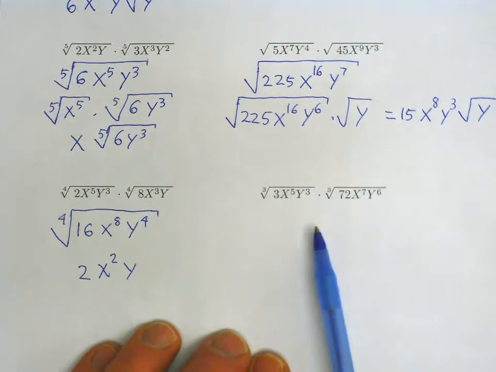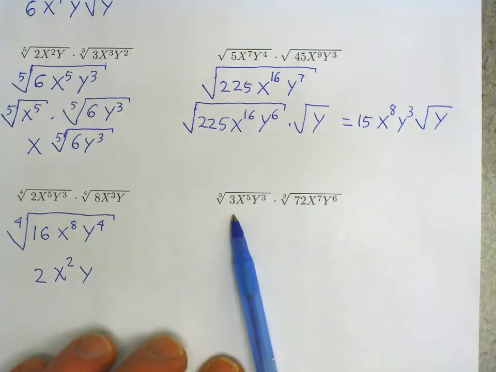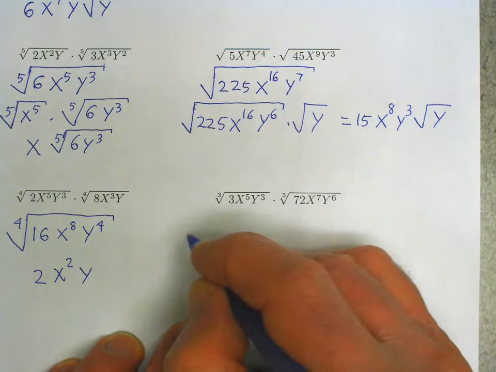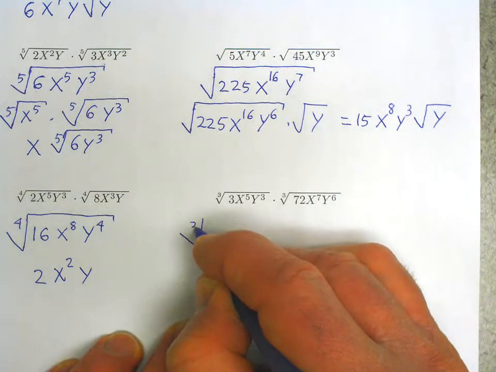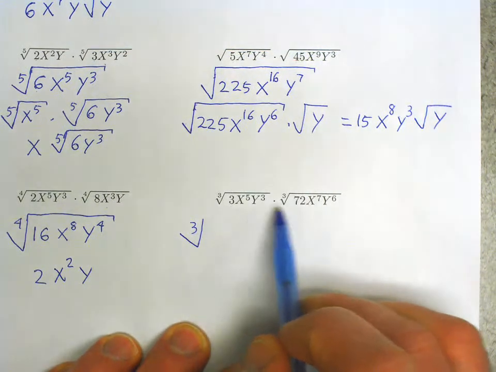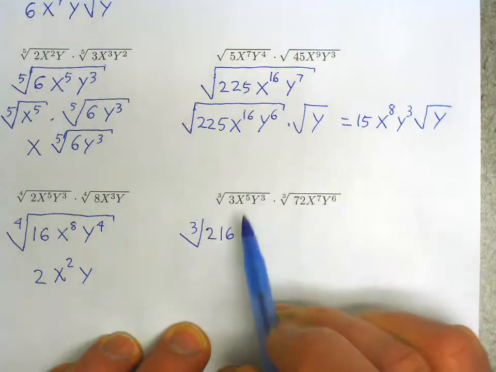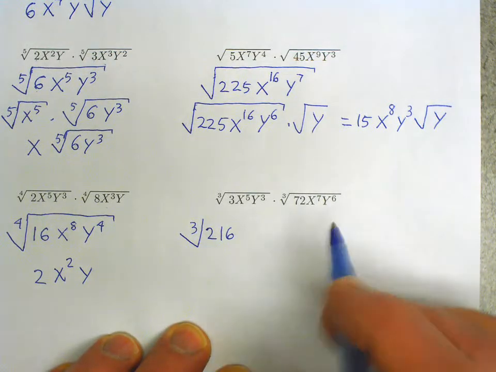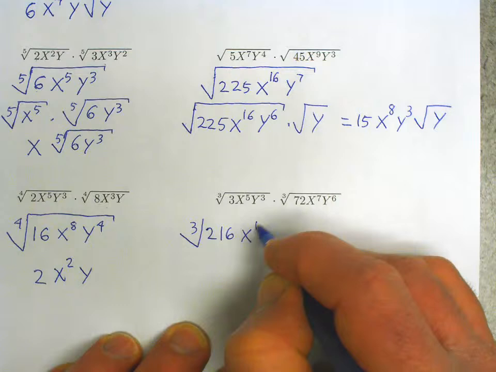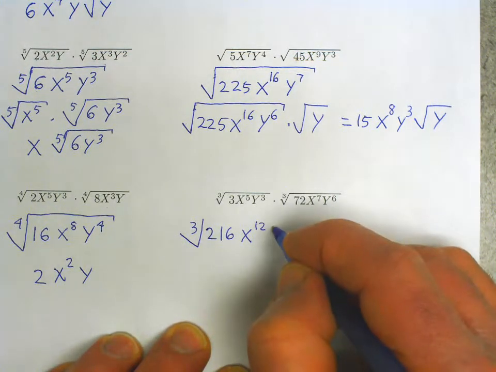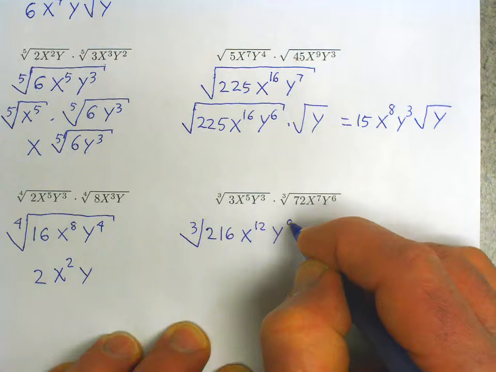Okay, the next example, this time we're multiplying two cube roots. So we'll write it as a single cube root. 3 times 72 is 216. X to the 5th times x to the 7th is x to the 12th. And y to the 3rd times y to the 6th is y to the 9th.